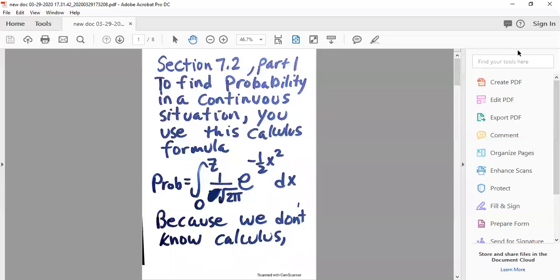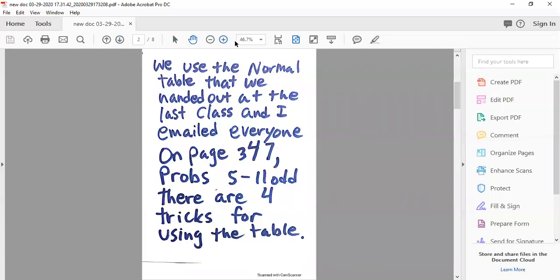To find probability in a continuous situation, you use this calculus formula. Apologize for the scribble. But because we don't know calculus, someone very smart who does punched his way through this formula and wrote his answers down in a standard normal table. So we used the normal table that we handed out at the last class on March 13th and that I emailed everyone. On page 347, the homework problems 5 through 11 odd, there are 4 tricks for using this table.